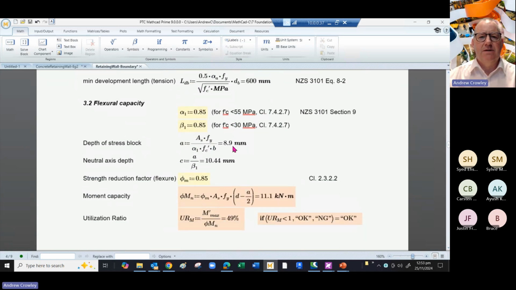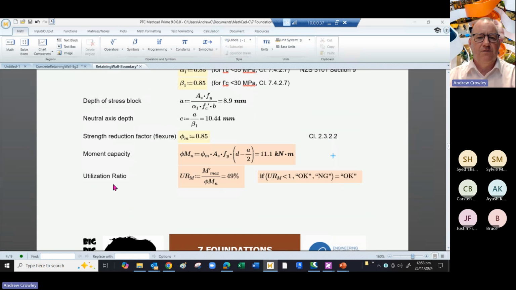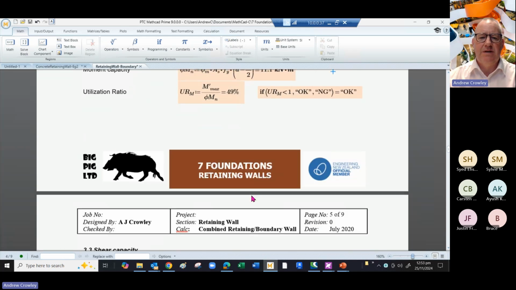And from that, you can work out what your flexural capacity is based on the equations given in NZS 3101. You use the standard stress block given in 3101, and your moment capacity works out as 11.1. So therefore, your utilization factor is 49%. So we're good to go on bending.